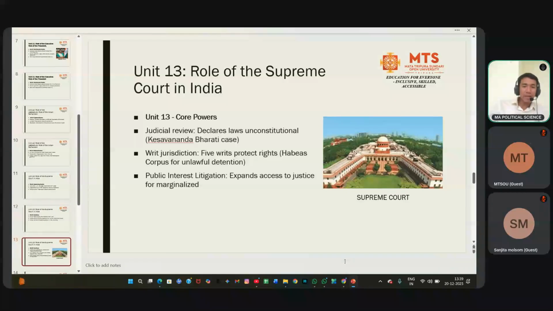Public interest litigation expands access to justice for the marginalized. Public interest litigation can be filed not necessarily by a person, but from the perspective of societal welfare. A case can be filed in the Supreme Court; that is called public interest litigation. It can help the people who are weak and marginalized, those who are unable to help themselves. That time, public interest litigation can be filed for the good of society. In that place also, the Supreme Court plays a crucial role. Okay.